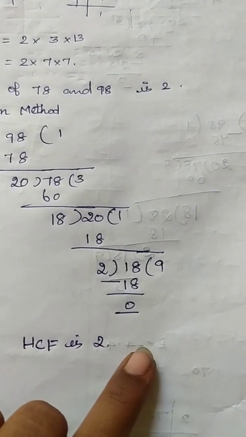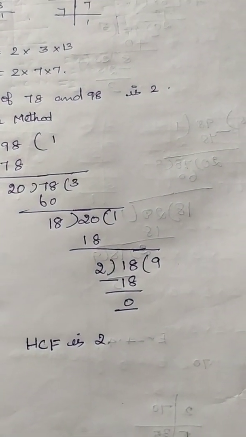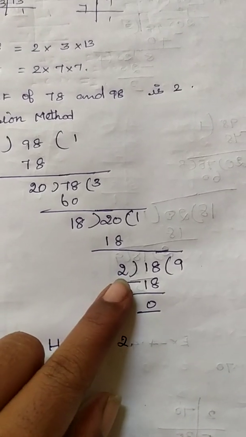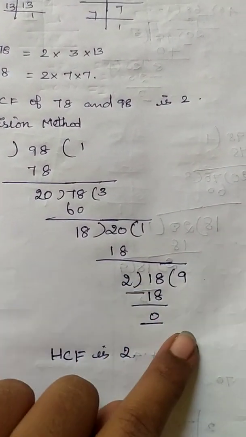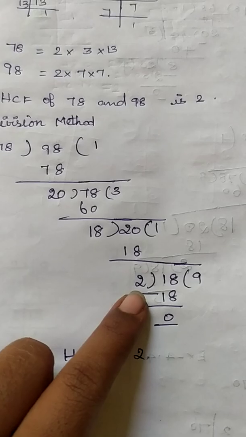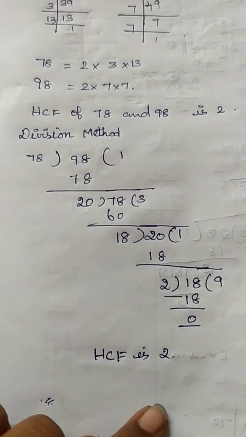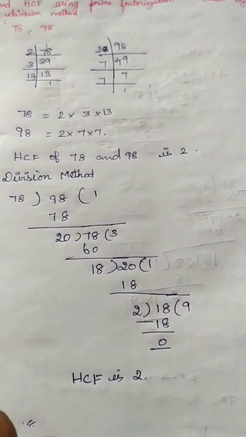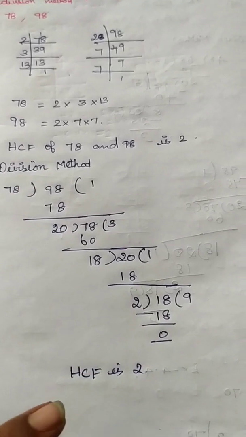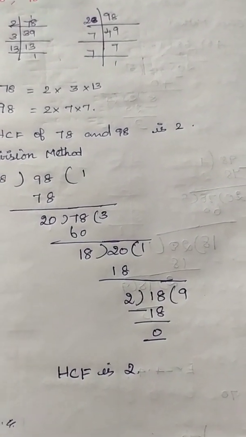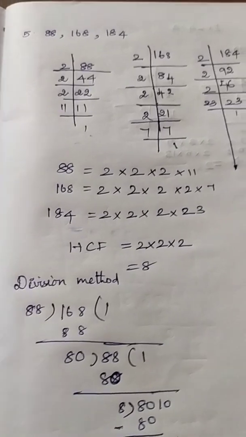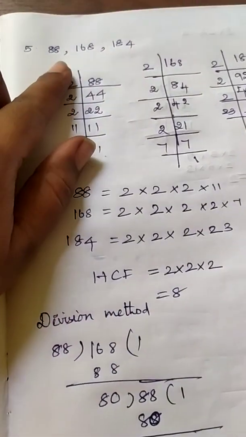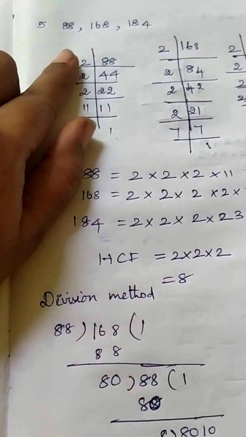When you receive the remainder as 0, we stop the procedure, and at that step the divisor is your HCF. So the HCF is 2. In both the methods you are getting the HCF as 2, so we have done the problem correctly. And problem number 5, this is the second model, having 3 numbers in the question.